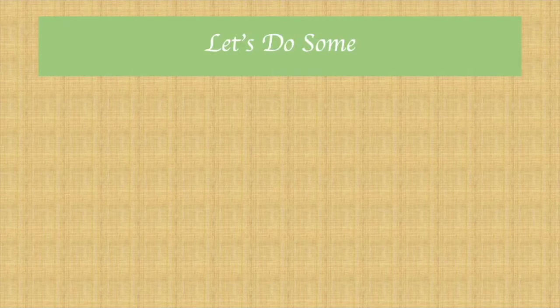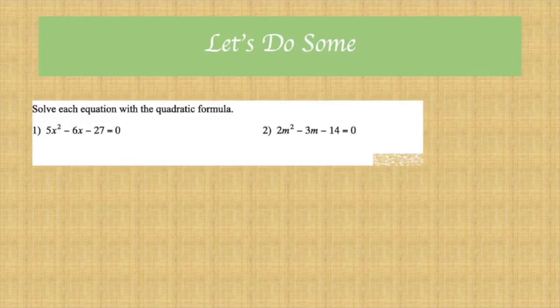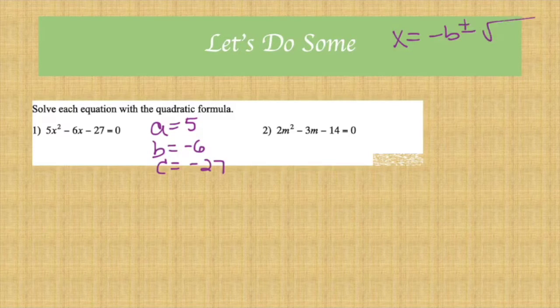We're going to do number 1 and 2. So for number 1, what's a? A is 5. B is, careful, negative 6. And c is negative 27. I don't have the formula written up here, but I'm going to write it. x equals negative b plus or minus the square root of b squared minus 4ac, all over 2a. And you memorized that? No, I'm kidding, I did.